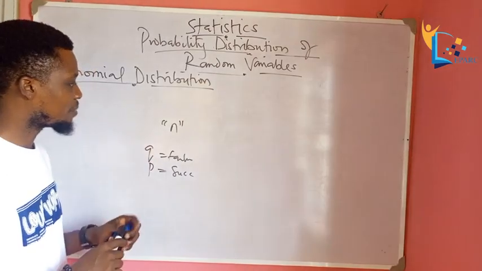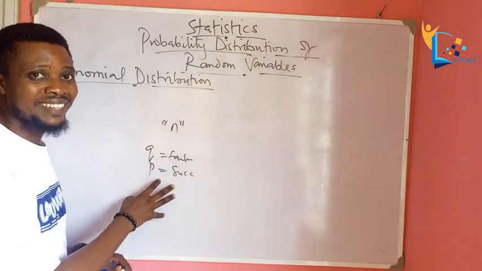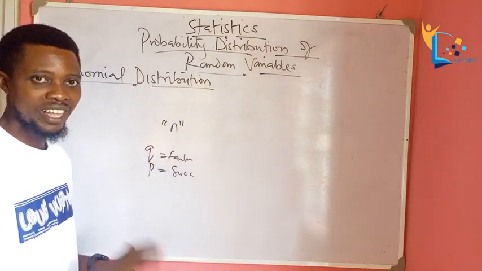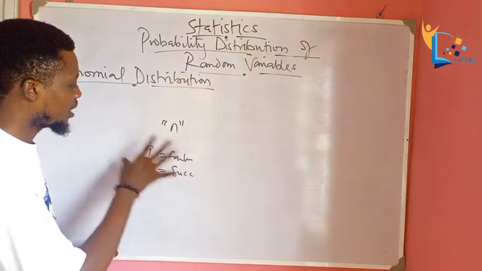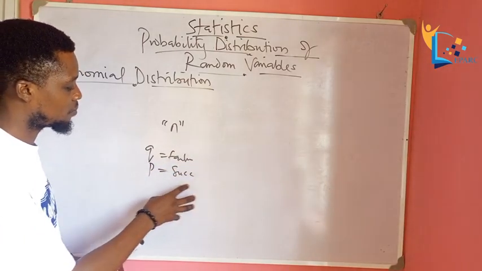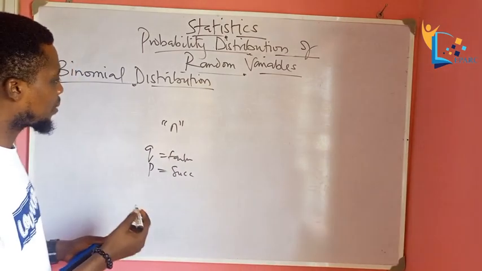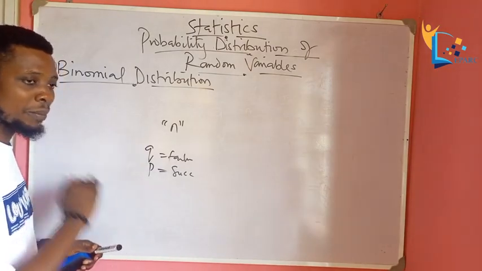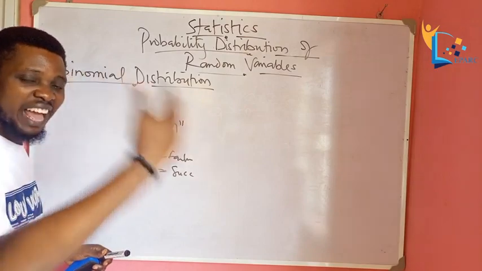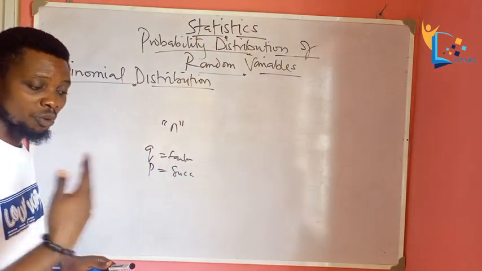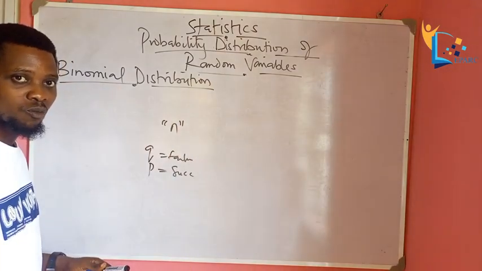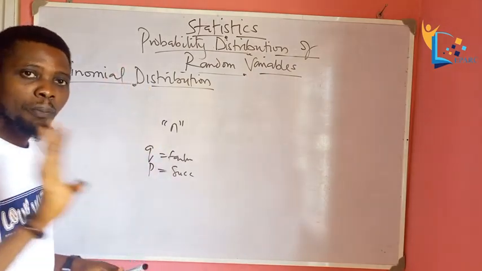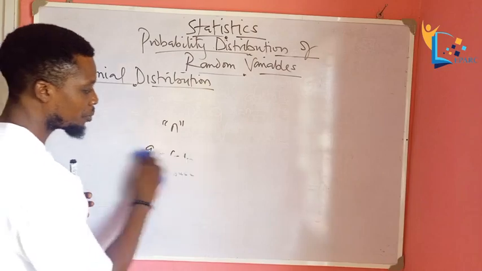Now number three, the trials are independent. All trials are independent. They are mutually exclusive. Now the last one is that the probability of success on every trial is constant. That is to say, there is a constant probability of success in each trial. These are the four properties of the binomial distribution.